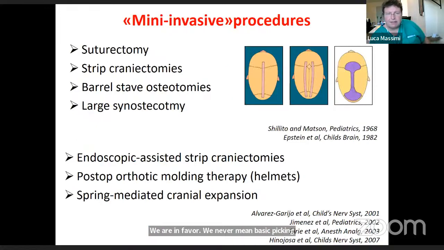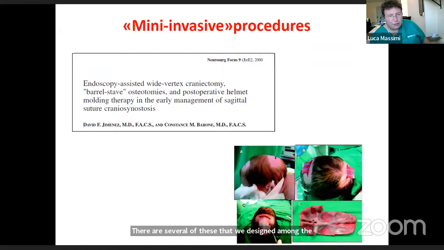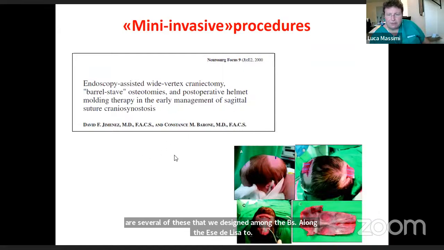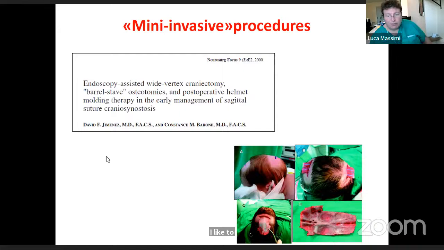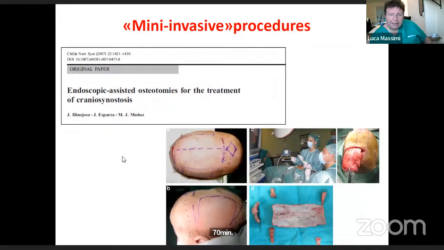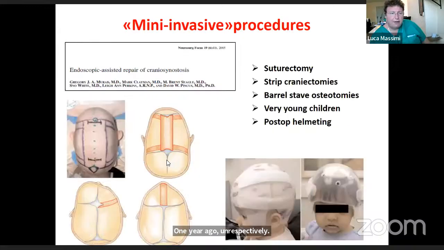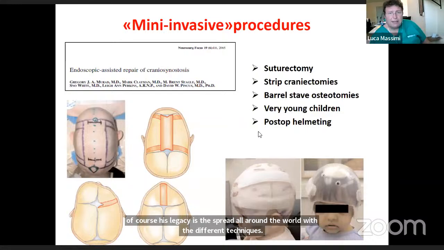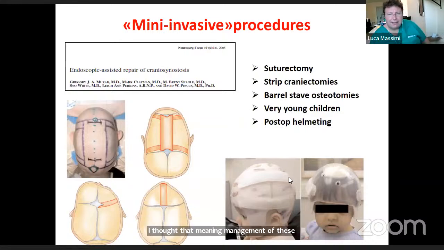There are several of these that have been designed along the years in the literature. I like to remember here the one proposed more than 20 years ago by David Jimenez, who spent his life in the treatment of craniosynostosis and who unfortunately passed away 1 year ago, unexpectedly. And of course, his legacy is spread all around the world with the different techniques for the minimally-invasive management of this kind of craniosynostosis. Of course, in almost all the techniques, the use of a postoperative helmet is required.